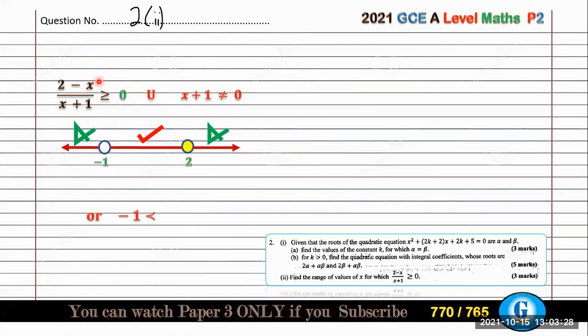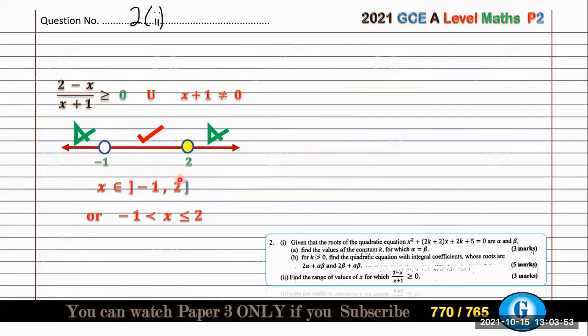Therefore, our solution set is x is strictly greater than -1 and less than or equal to 2. Or you can write it in interval notation as from -1 to 2. Can you see? -1 is not included. That's why this thing is like this. Or you can use a normal bracket here. But for this one to the right, after 2 is included, so you cannot use that bracket.